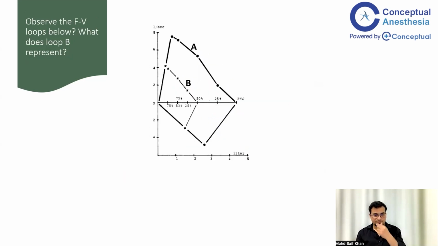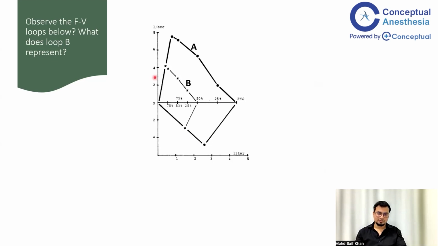Now observe this FV loop. What does loop B represent? So this is the normal loop. A loop is actually normal. Okay, this is a real-time loop which was drawn in the year 1975. I have obtained it from one article. I'm sorry, I forgot to mention, I forgot to give a reference for this article.